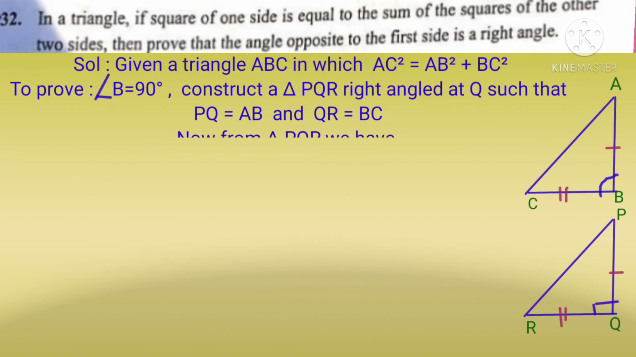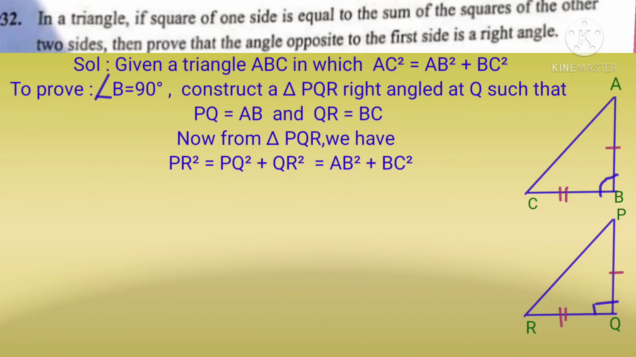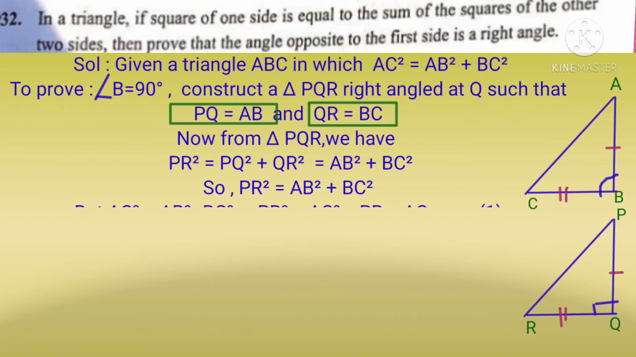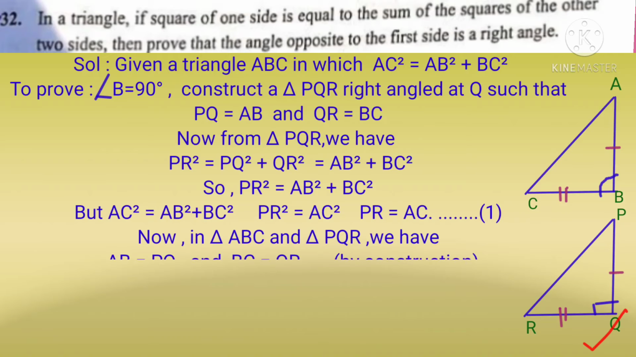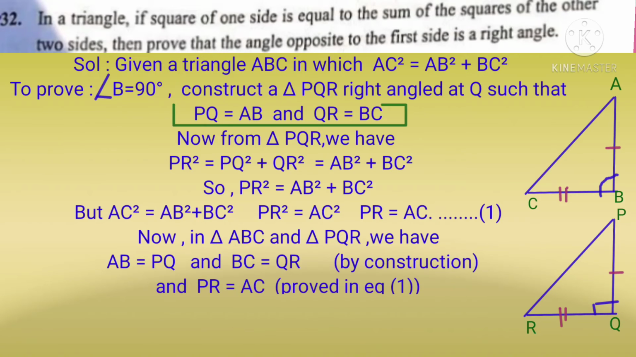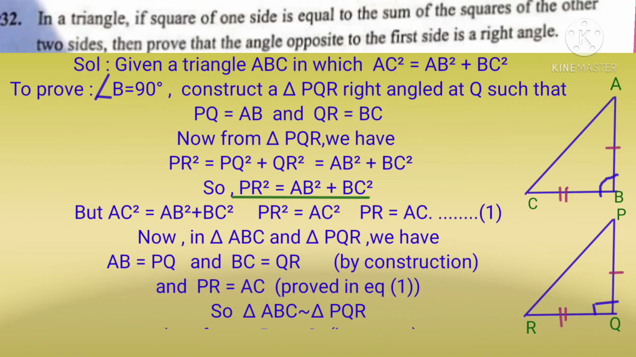So we will construct a triangle PQR right angled at Q such that PQ = AB and QR = BC. Now from triangle PQR, we will apply Pythagoras on this triangle. So we will get PR² = PQ² + QR². Since PQ = AB and QR = BC, we will get AB² + BC². So PR² = AB² + BC².